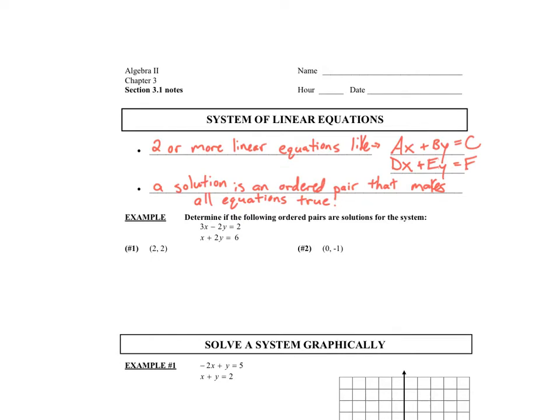A solution to a system is an ordered pair that makes all equations true. It has to make every equation true, not just one, but all of them. As you write that down, if you have to pause, go ahead and pause the video. What we want to do in the next part is determine if the following ordered pairs are solutions to the system.